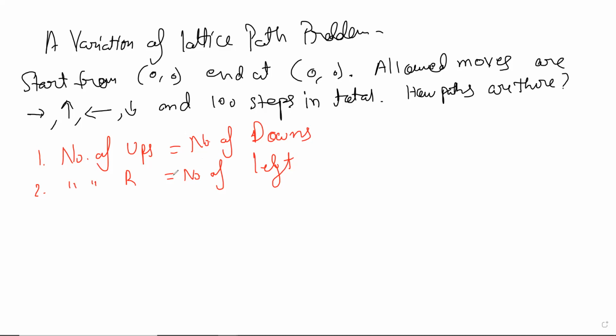Yes, they have to be equal in number. But see, there is no way to know how many ups and how many rights there are. They're not fixed. That's right, that's exactly what I'm saying. They're not fixed. But there should be a more direct way to do it.